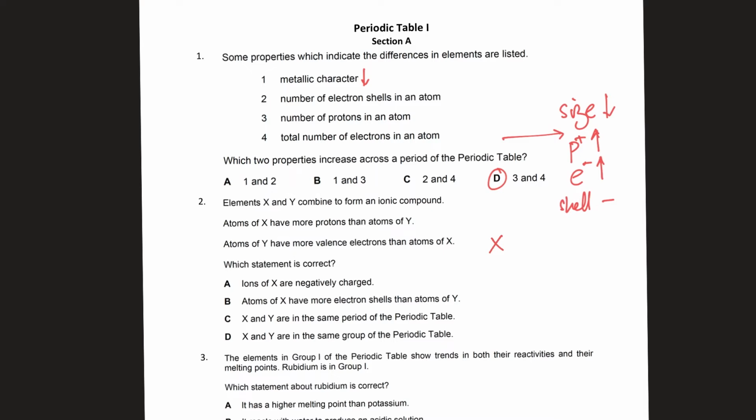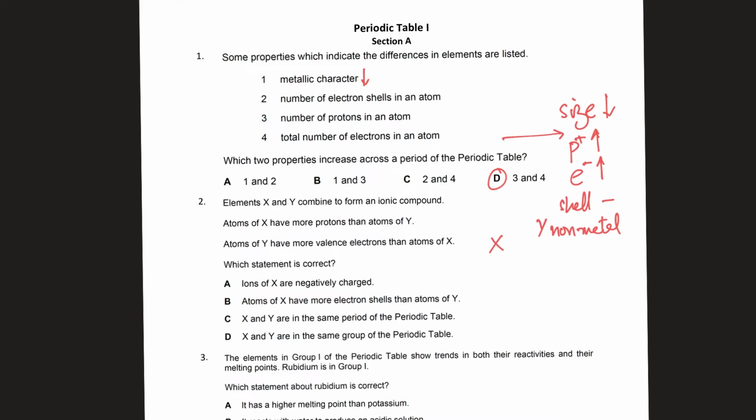All right. And then atoms of Y have more valence electron. That shows that Y is a non-metal, which is above X, and X is going to be a metal. So if X is metal, it's going to form positive ions, and Y, being non-metal, is going to form negative ions. And why is it non-metal? Because if they're forming ionic compound, one of them has to be a non-metal, and the things on the right are non-metals. And because Y has more electrons in the last shell, it is more likely to be on the right. So ions of X are negatively charged, can't be.